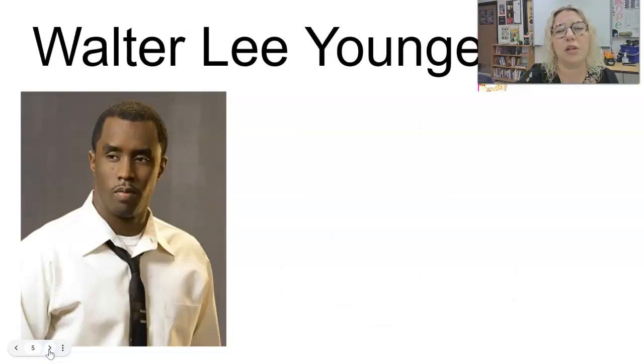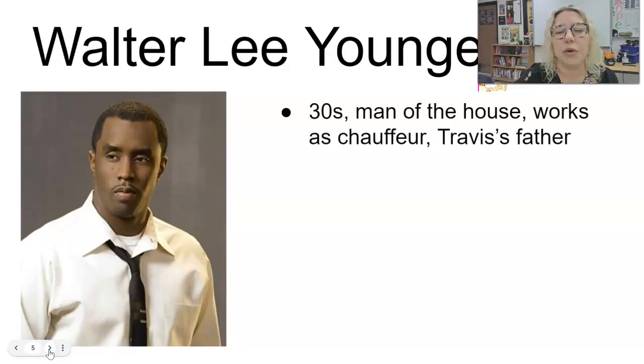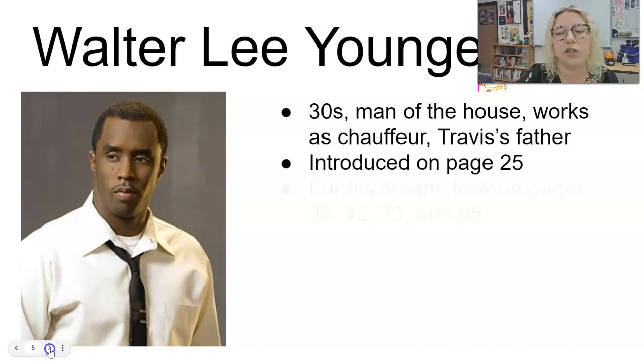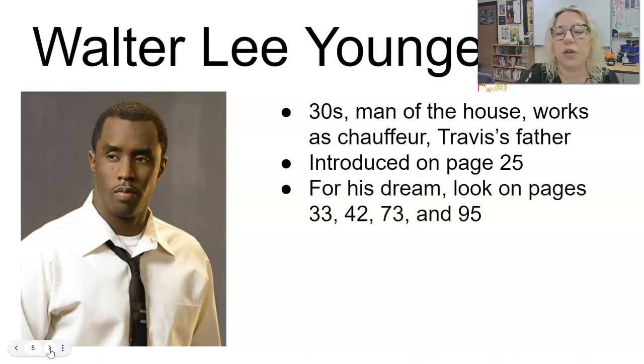If you're going to write about Walter Lee Younger, what do we know about him? Well, he's in his 30s. He is the man of the house. He works as a chauffeur. He's Travis's father, Ruth's husband. He's first introduced on page 25. For his dream, look on pages 33, 42, 73, and 95.